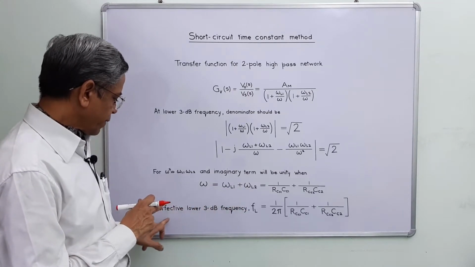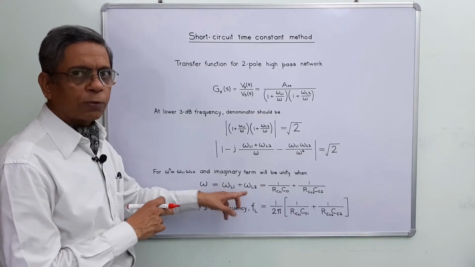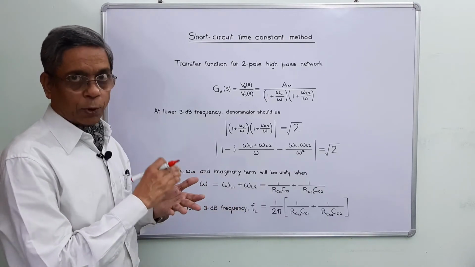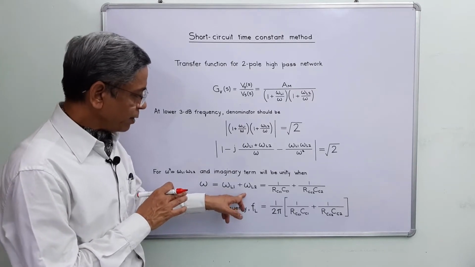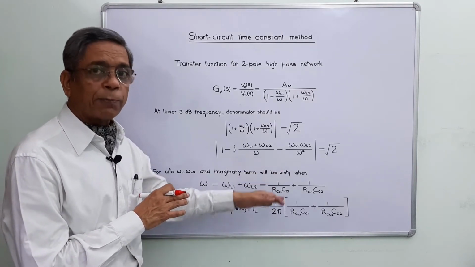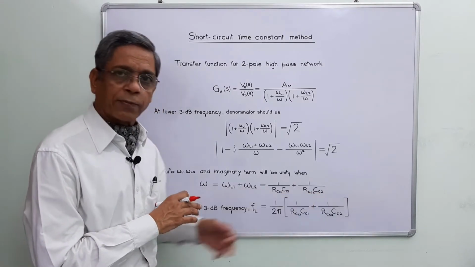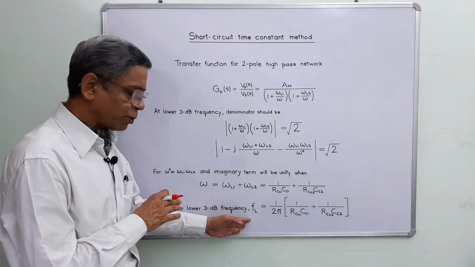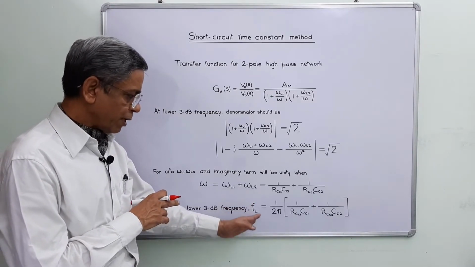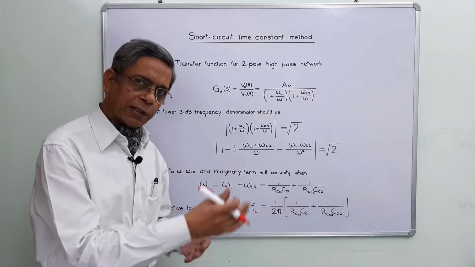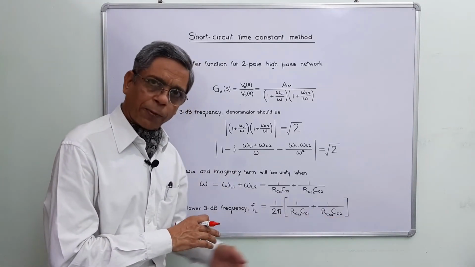And this is called effective lower 3 dB frequency, which is a sum of two pole frequencies corresponding to both coupling capacitors CC1 and CC2. In fact, the sum is equal to the sum of reciprocals of the time constants corresponding to these two capacitors. We can write this expression in terms of Hertz, that is, effective lower 3 dB frequency in Hertz, FL, is 1 by 2 pi times the sum of reciprocals of the time constants corresponding to CC1 and CC2.